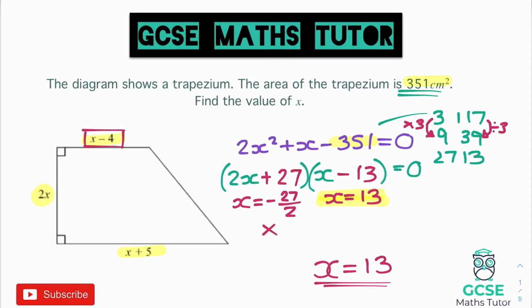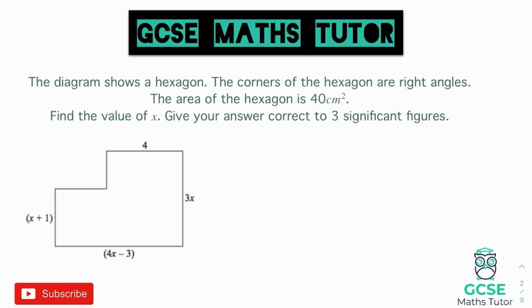Right, let's have a look at our next and final question, and this one you are going to have a calculator for. Okay, so here's our second question. Now it says here the diagram shows a hexagon. The corners of the hexagon are right angles. So the corners that we're looking at here are all of these, so we've got some right angles involved. There we go, and that just tells us that basically it's made up of these rectangles. It says the area of the hexagon is 40 centimetres squared in a very similar fashion to what we had last time, but we don't have such a nasty number here with 40. And it says find the value of x and give your answer correct to 3 significant figures.